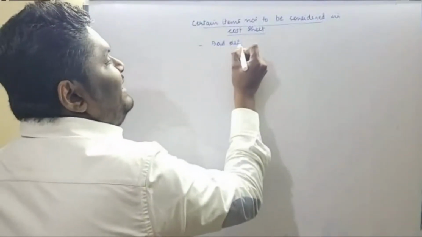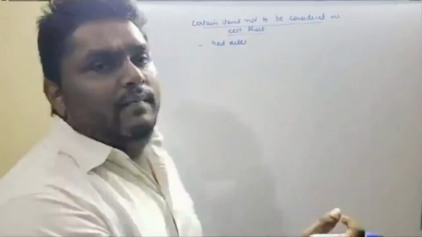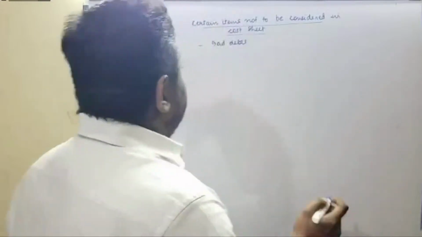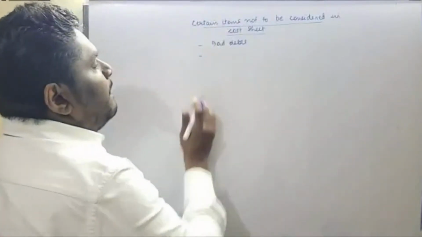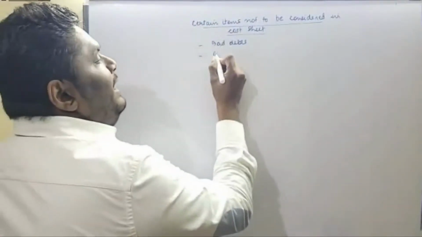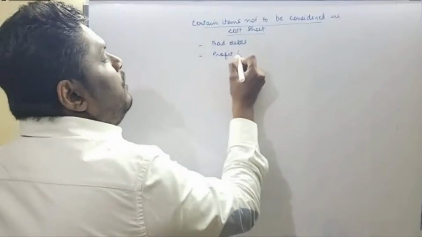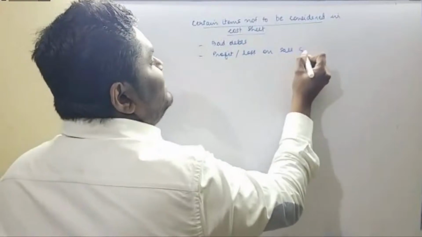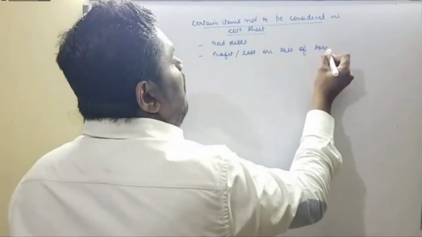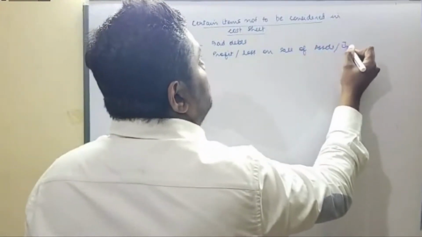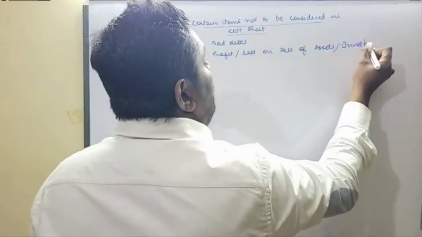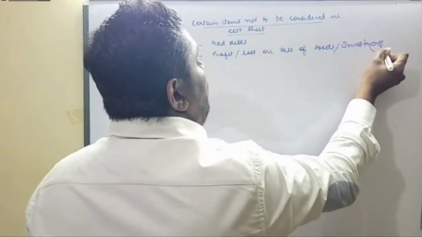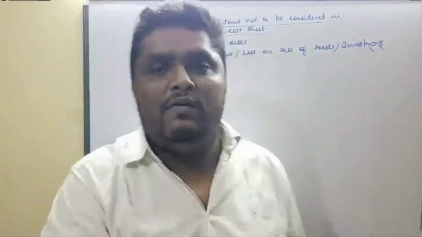So if bad debts are given in the question, they will never form part of the cost sheet. Any profit or loss on sale of assets or investments will never form part of the cost sheet.